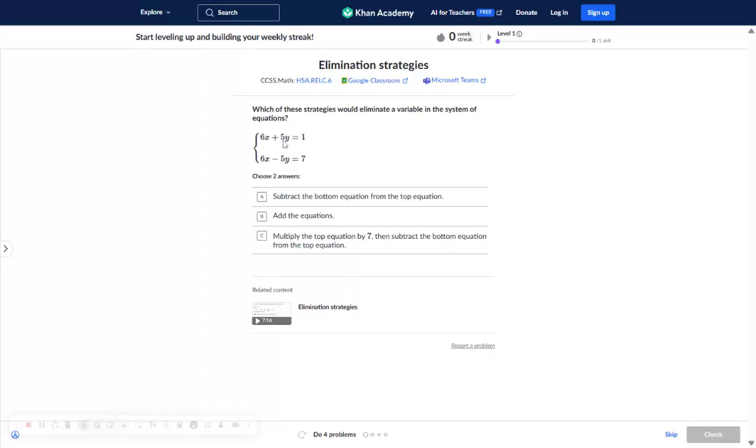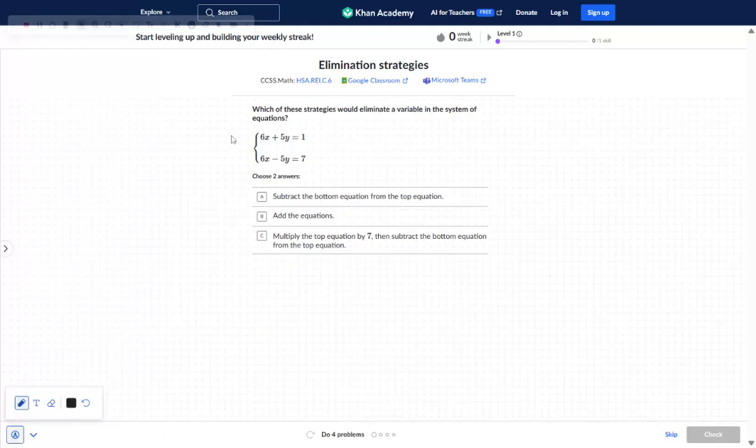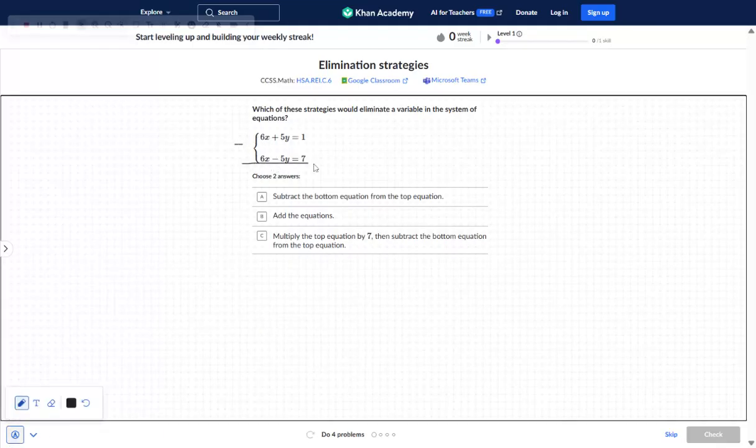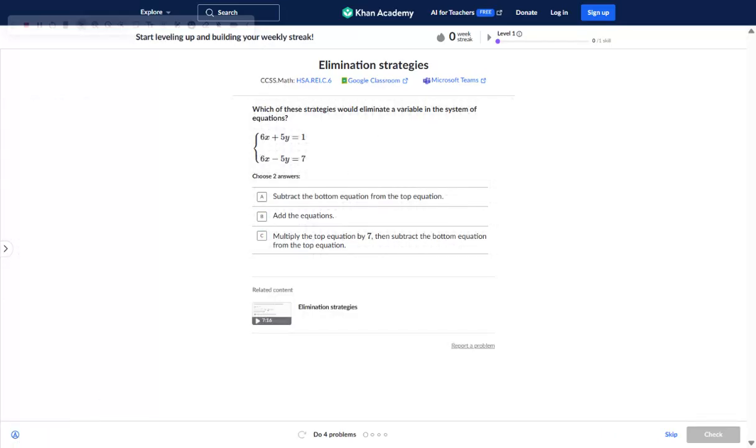We're looking at this and thinking which one of these strategies would have something cancel out. Our goal is to cancel. So let's see, there are two different answers. Subtract the bottom equation from the top. If we subtract, what would that do? Let's check. So 6x minus, or take away 6x. Ooh, that would cancel. We just want to say what would eliminate a variable, they didn't tell us what specific variable. So that would work.